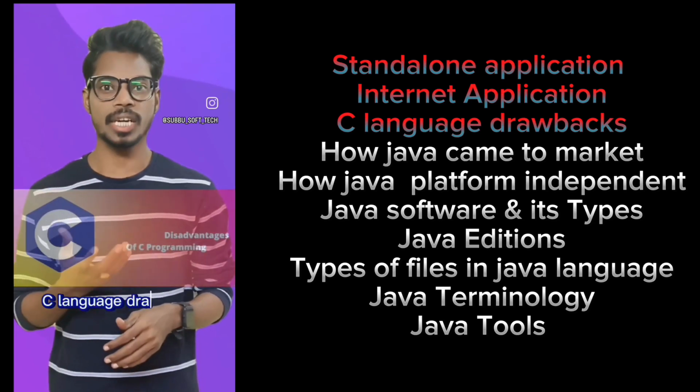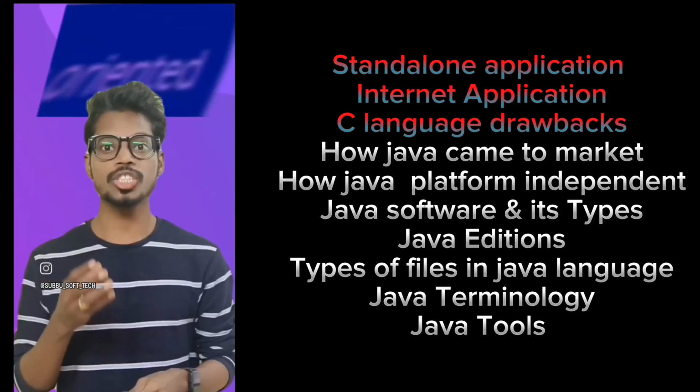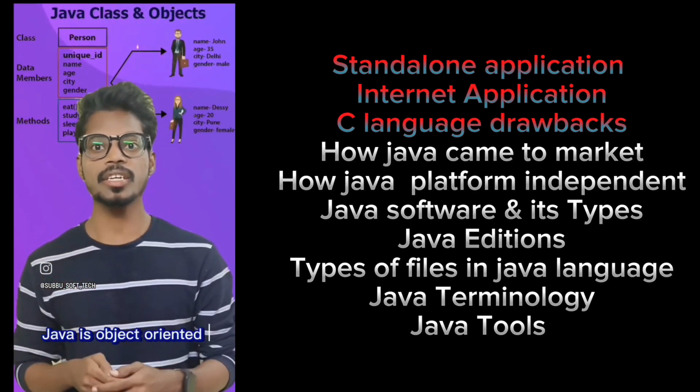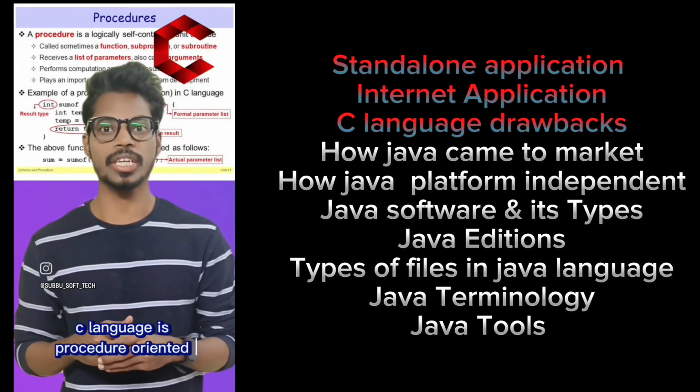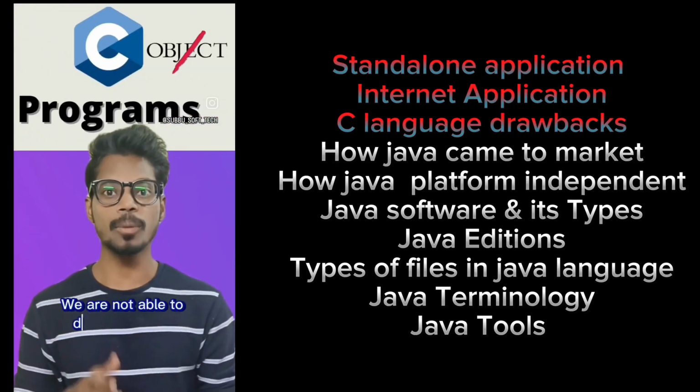C language drawbacks, guys. Coming to the first main drawback: C is a procedure-oriented programming language, whereas Java is object-oriented. So that means using C language, we are not able to develop objects.